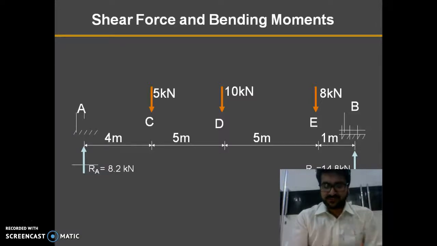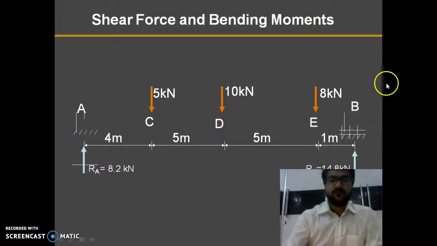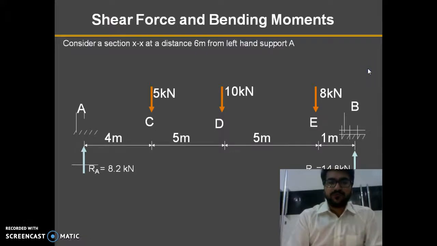So what is this shear force and bending moment? Suppose within the beam cross section, I need to find out the shear force. So I want to know a shear force at a distance 6 meter from the left hand support A. So how will I find it?